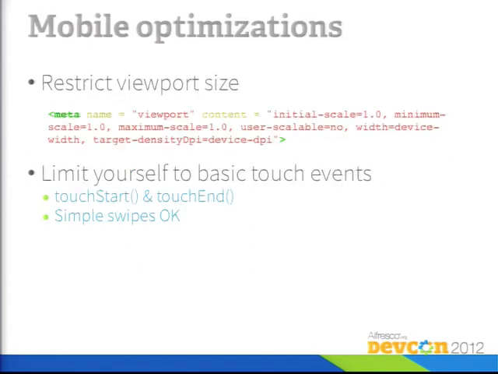One major mobile optimization, and you'll learn this as you develop, is to control the viewport size. If you have a mobile app, you don't necessarily want to allow pinch zoom. So I do recommend that you find out the best viewport settings for your particular app. And I do recommend that you limit yourself to basic touch events.